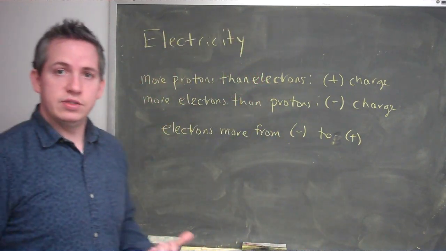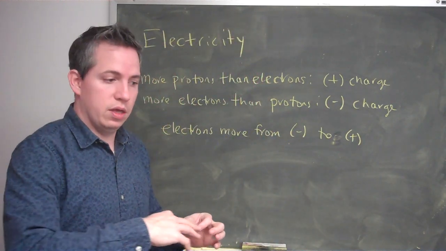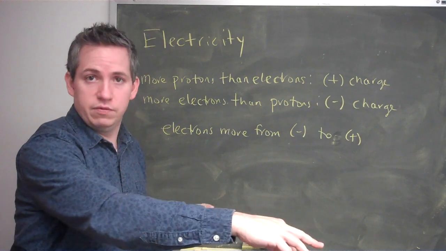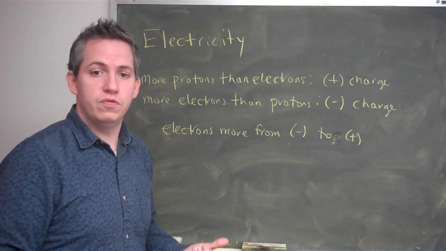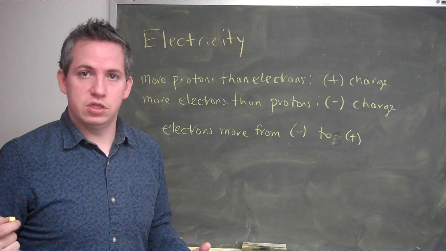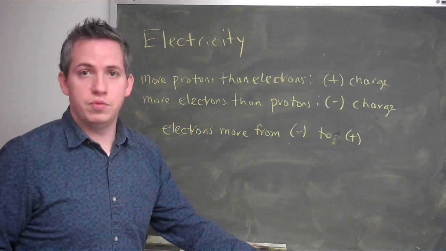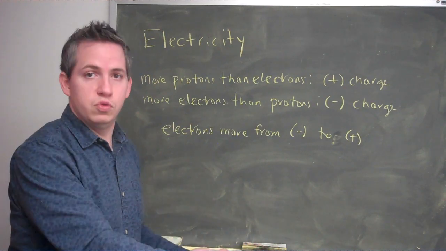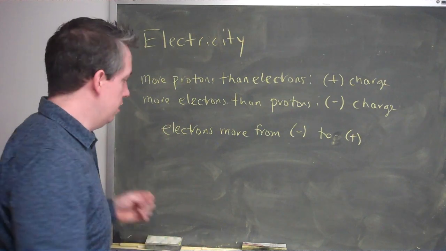Now the way that they do that is through a conductor. If we have some line of conductor for those electrons to move along, where on one side of the conductor we have too many electrons and on the other side we have too many protons, then the electrons will move through that conductor from one side to the other.